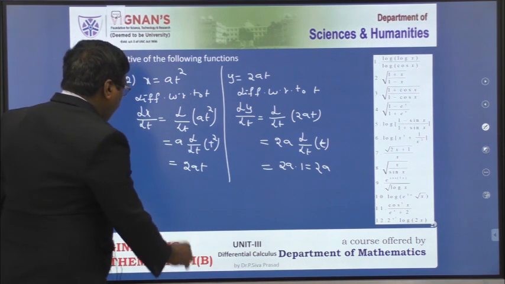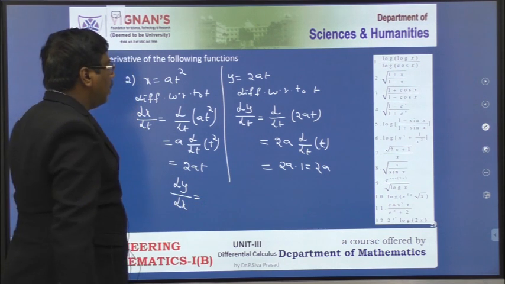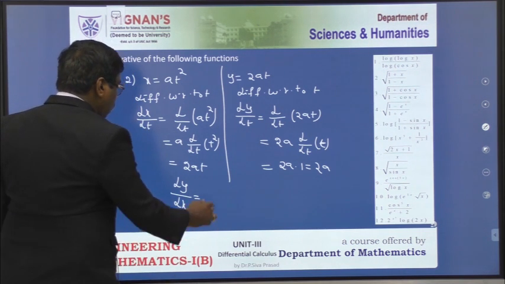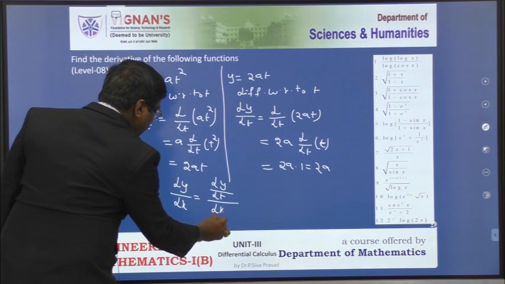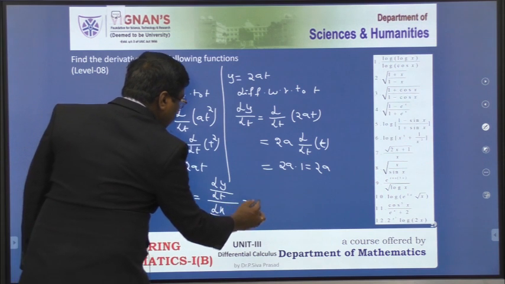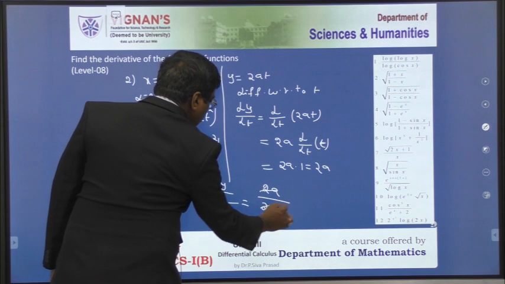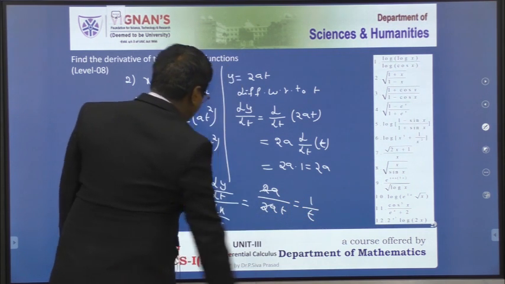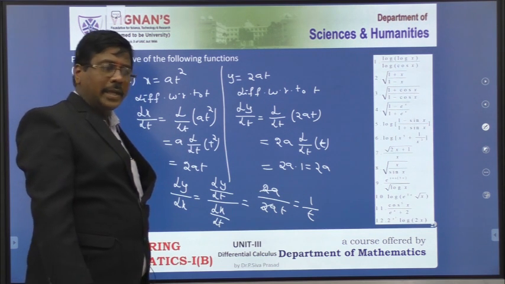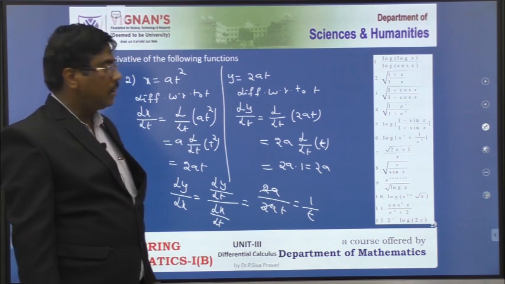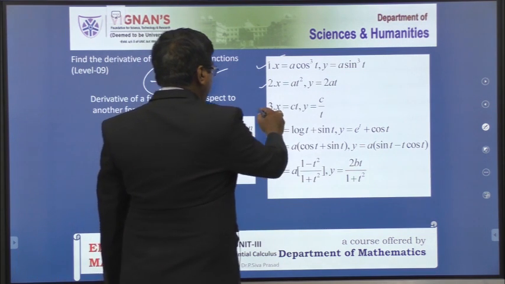So we will require dy by dx, which is equal to dy by dt divided by dx by dt. That is equal to 2a by 2at. Here 2a cancels, so that is equal to 1 by t. That is the differentiation with respect to x of the given parametric coordinates. Now, all of you please try it yourself.